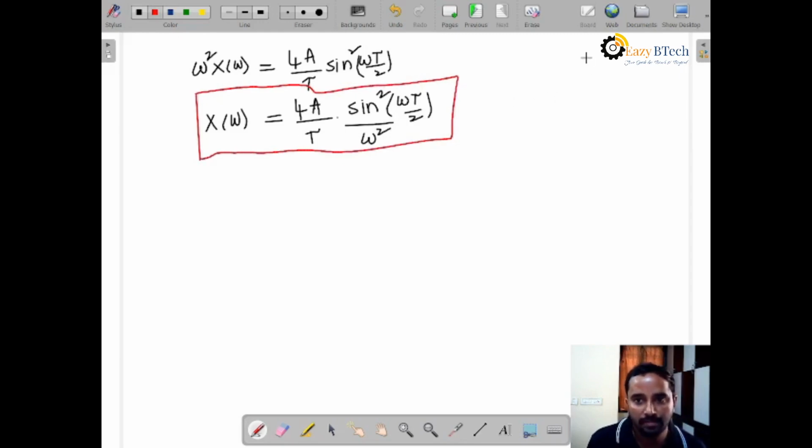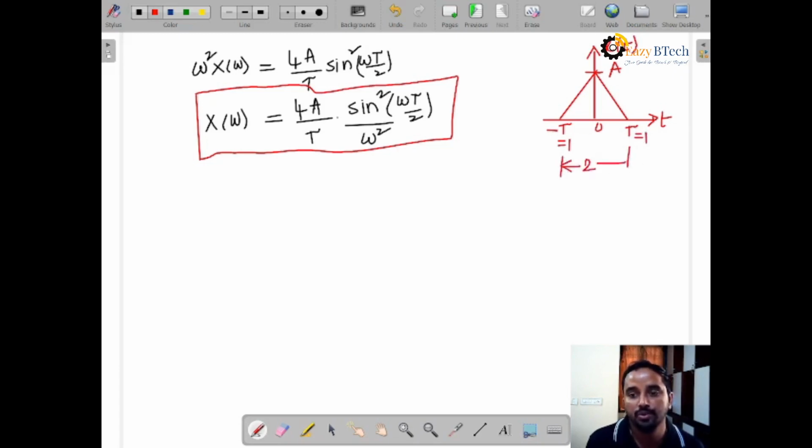For example, our triangular pulse is, this is the given triangular pulse, minus tau to plus tau. Amplitude is A. For example, if tau is equal to 1, minus 1 to 1, so what is the total width of the pulse? 2. And amplitude I am taking 1. So with these values, what will be the Fourier transform? What is X of omega?